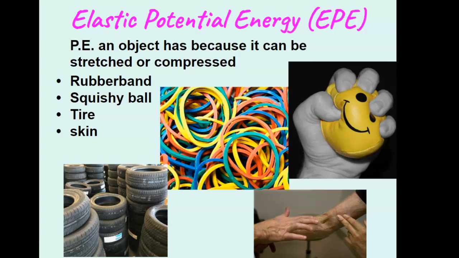normal shape. How about tires? They have the ability to be stretched and compressed. And then skin. Skin has that ability to be stretched or compressed. EPE, elastic potential energy.